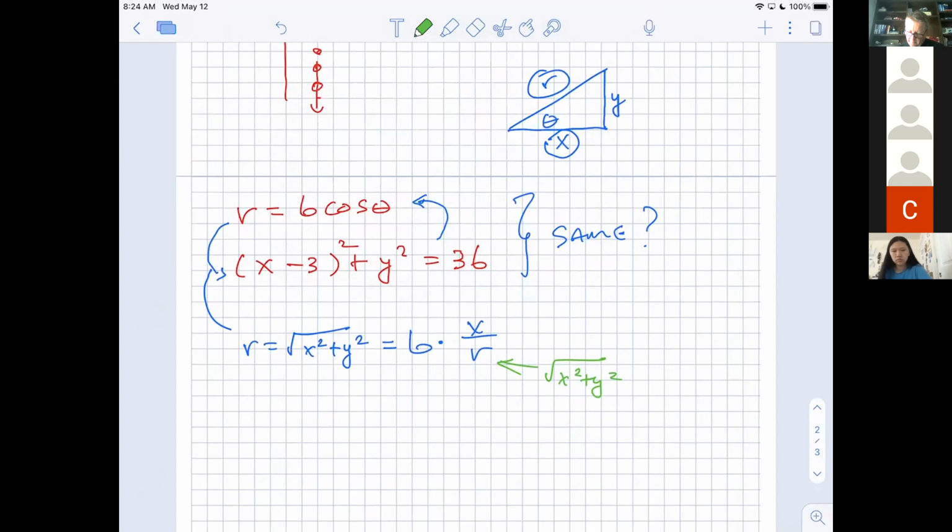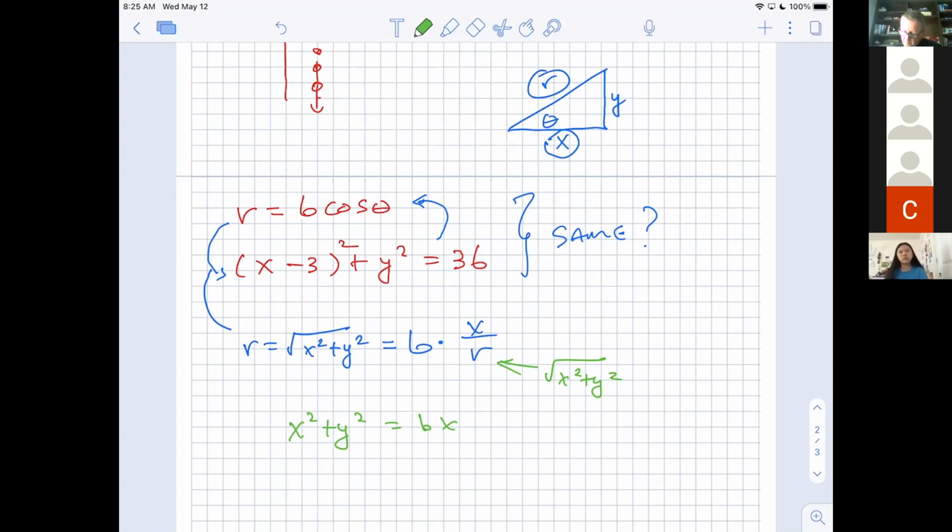So then, cool. Then don't I have the square root of x squared plus y squared on the left and on the right? So if I multiplied it up to this side, then wouldn't it be x squared plus y squared equals 6x? You agree with that? Now, right now, that is a rectangular equation. If I went into Desmos and just graphed that, I would get the same exact circle. So it's rectangular now. Why is it rectangular? Because it only has x's and y's. Now, this isn't the right form of rectangular.